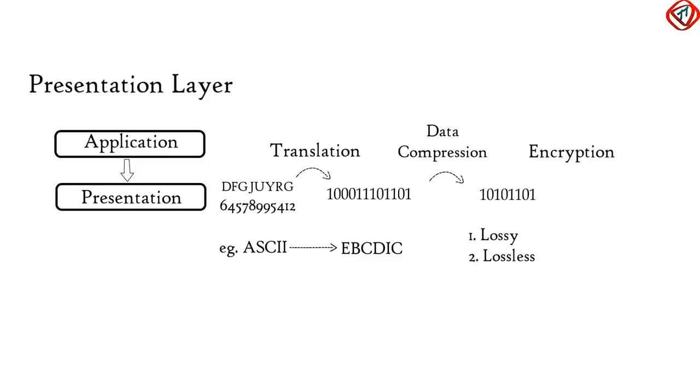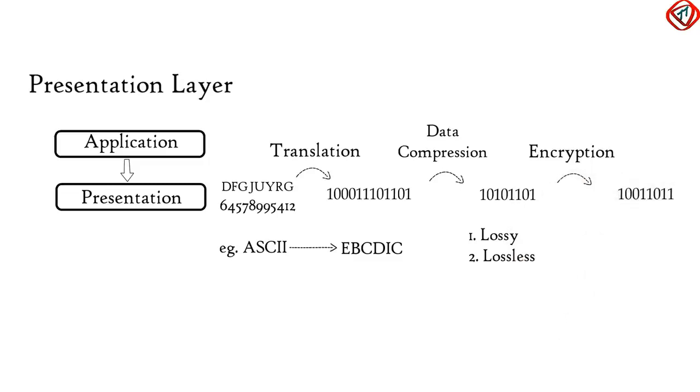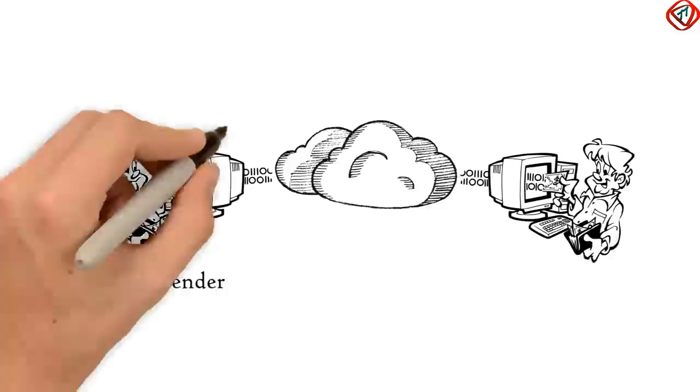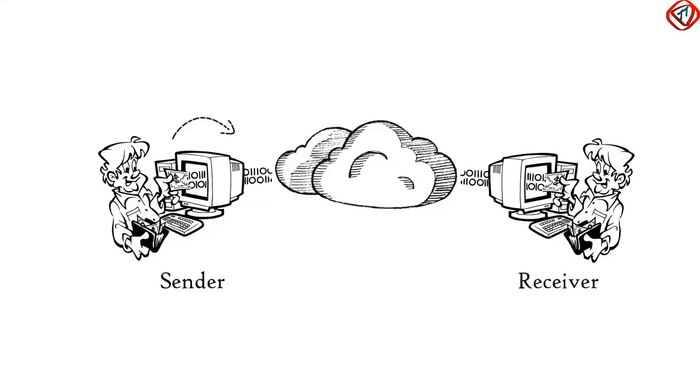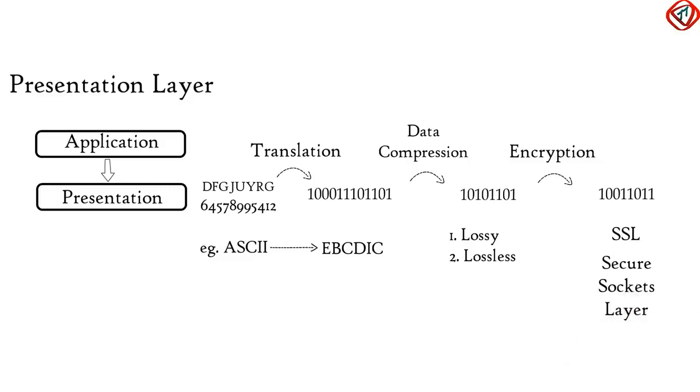To maintain the integrity of data, before transmission, data is encrypted. Encryption enhances the security of sensitive data. At the sender side, data is encrypted, and at the receiver side, data is decrypted. SSL protocol or Secure Sockets Layer protocol is used in the presentation layer for encryption and decryption. So, the presentation layer performs three basic functions: translation, compression, and encryption/decryption.